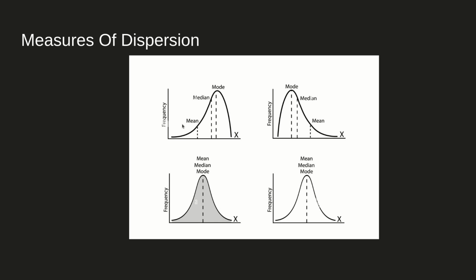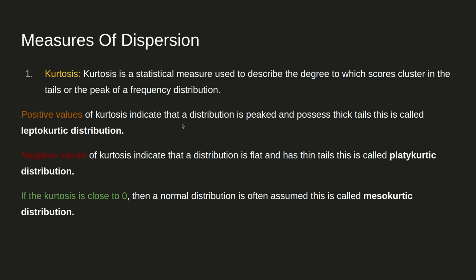So that's basically what kurtosis is. So positive values of kurtosis indicate that a distribution is peaked and possesses thick tails, which is called, it's a bit difficult to pronounce, a leptokurtic distribution. So leptokurtic distribution is when it's peaked and possesses a thick tail, right? Okay, sorry for my pronunciation.